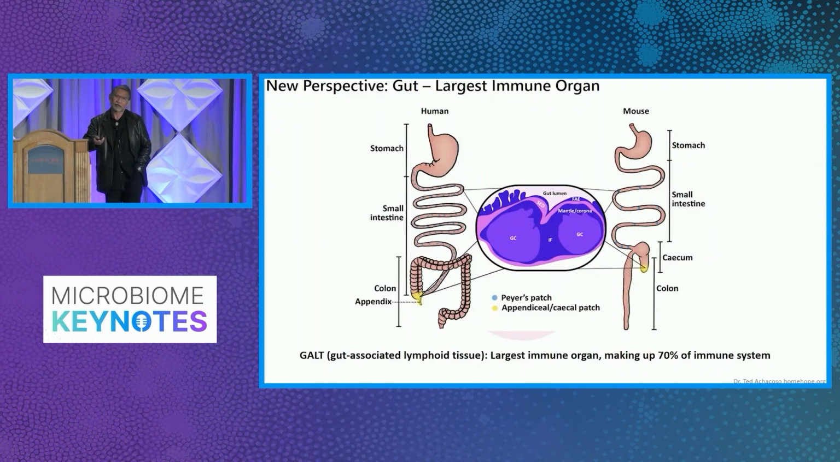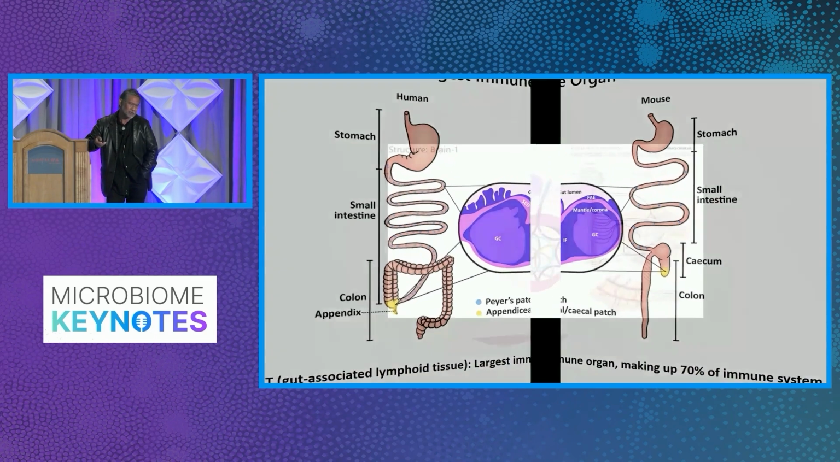Now, the new perspective that I'd like you to take home with you is that it's the largest immune organ. When you were in med school, it was the bone marrow, right? But in the last 15 years, we now know that it's the largest immune organ. And you could see here the distribution, with apologies to those who love Ayn Rand, who is GALT, gut-associated lymphoid tissue, that makes up 70% of the immune system.